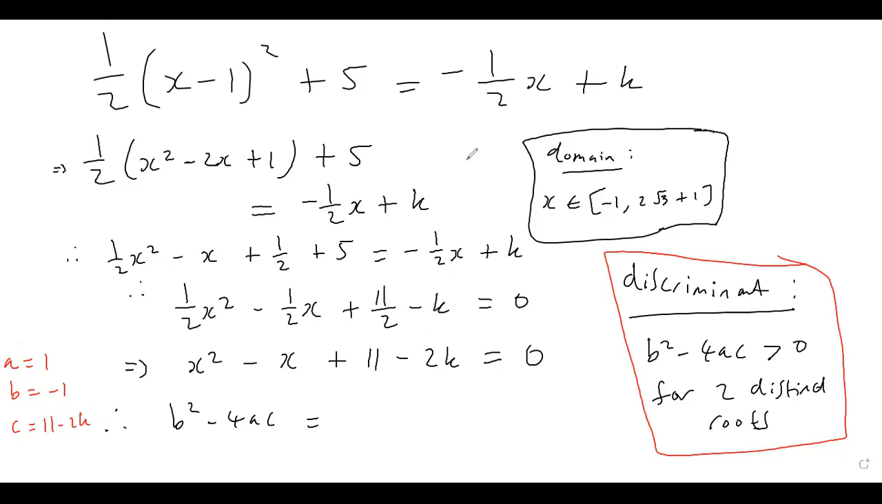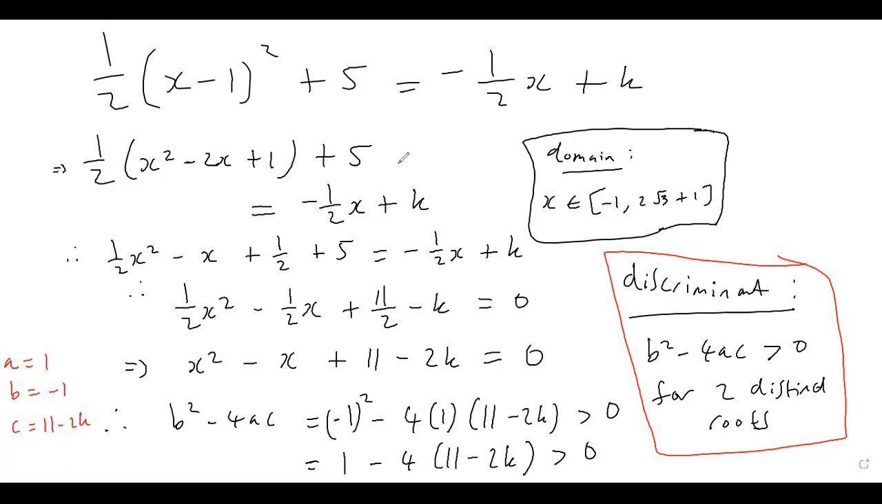Okay, so in our discriminant, we've got 1, because -1 squared, let me just emphasize this, -1 squared is just going to be 1. And then we've got 4 times a, which is 1, and times 11 minus 2k. This must be greater than 0. So now what we've got is 1 and then -4 times 11 minus 2k. It's got to be greater than 0.